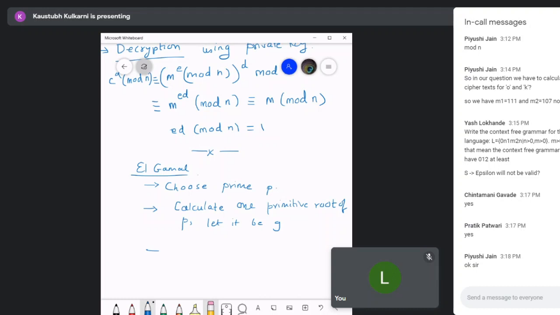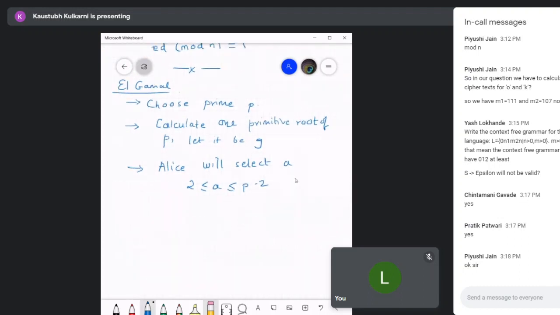Then both the parties will have their secrets chosen. So Alice will select A such that it lies between 2 and P minus 2. And Alice will calculate her secret. I think I had used some different alphabet. Let's say H of A is G raised to A mod P.